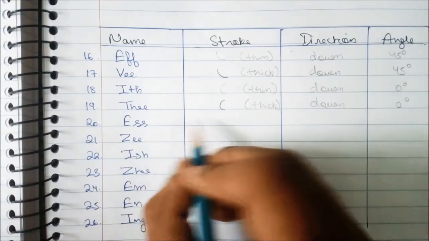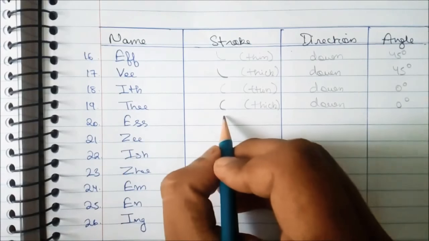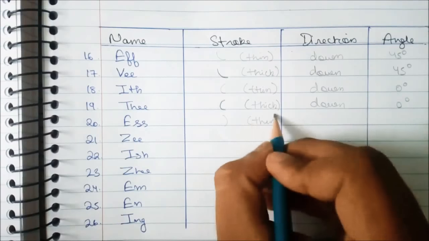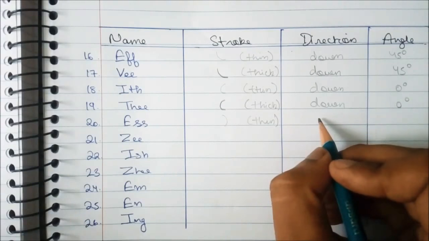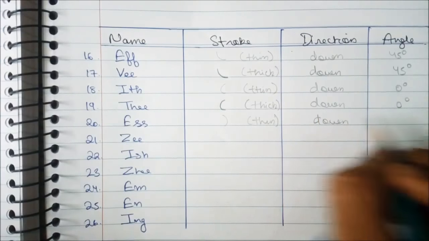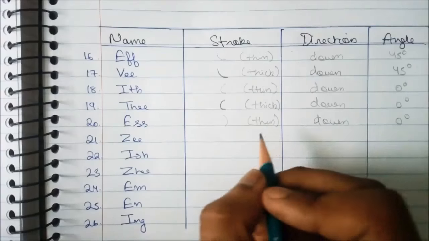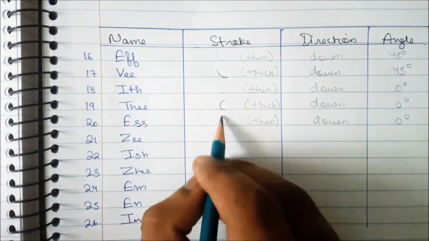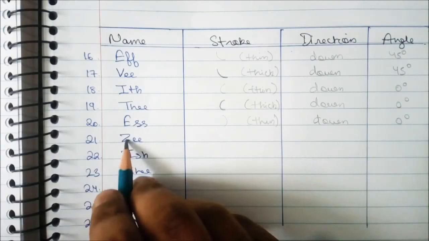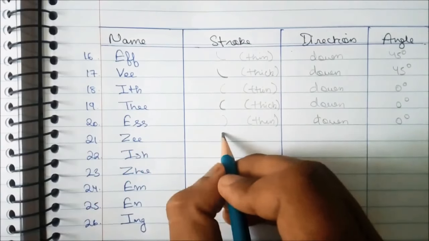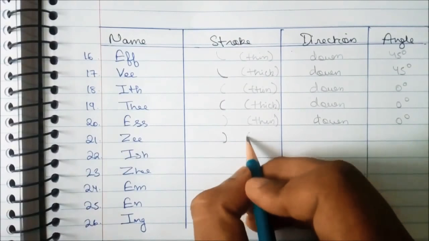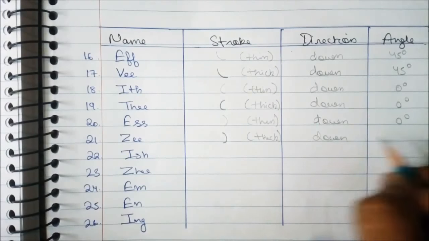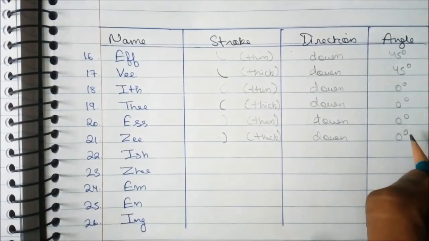20th stroke is S, E-double-S. It is pronounced as S. It is a light stroke. It is also drawn downward, makes an angle of 0 degree. It is opposite of ith stroke. So the next stroke is Z. It is a thick stroke. Its direction is also downwards and angle is 0 degree.